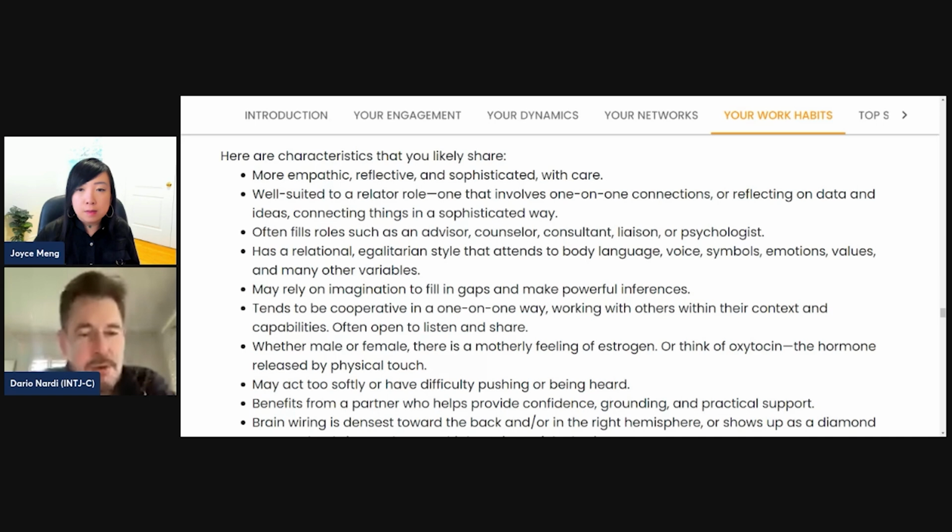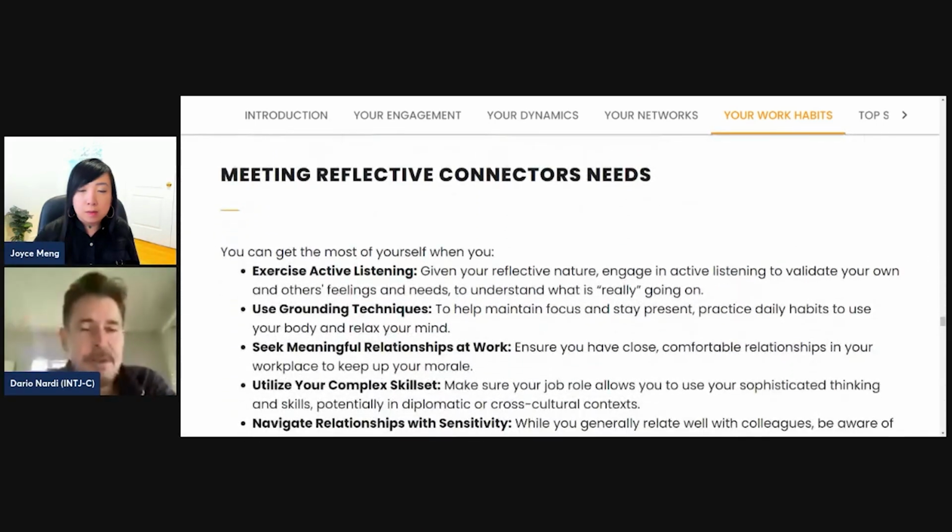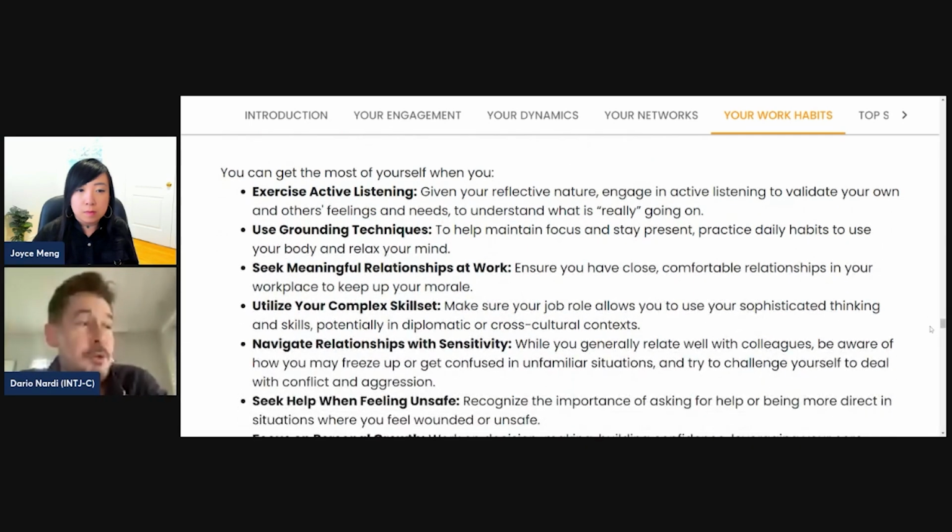The next section after this shows advice to follow to get the most out of your subtype. Like, what are some really good needs? Active listening. This is in part advice: if you don't do this, then this is a strength for you, so do it. Given your reflective nature, engage in active listening as a way to validate your own and others' feelings and needs. This is reminding you of things to work off of your strengths.